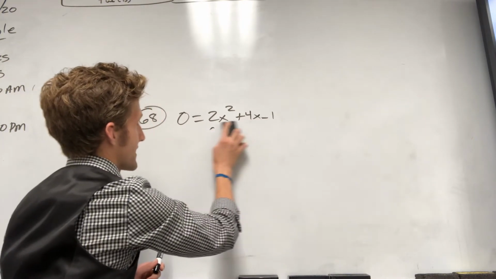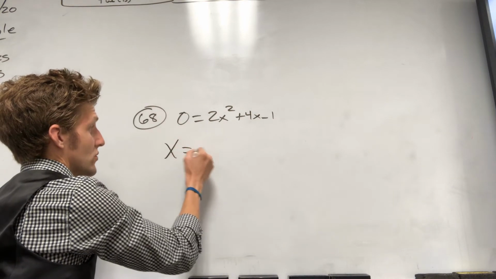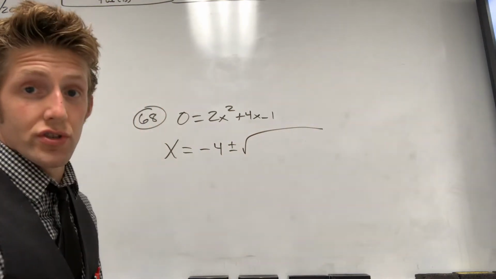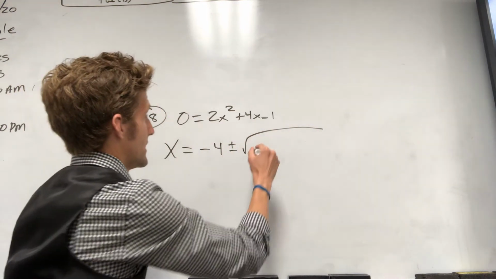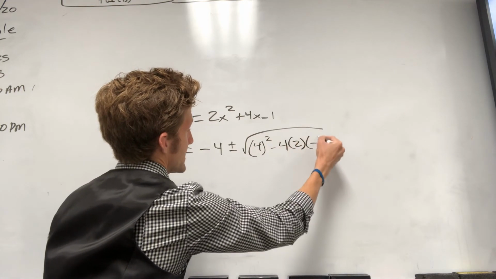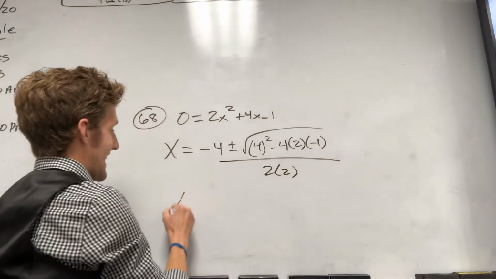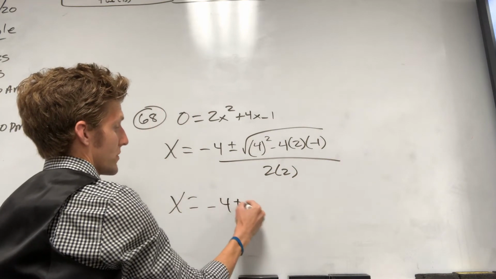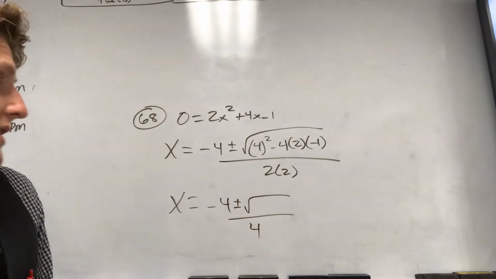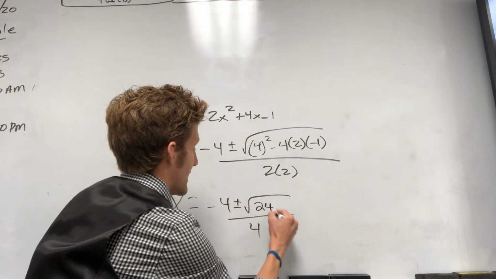No to the factor. So, x equals -b plus or minus the square root of b squared minus 4ac, all over 2a. x equals -4 plus or minus the square root. I think that's 24. 16 plus 8 is 24.